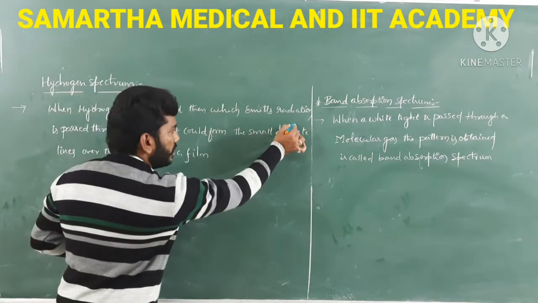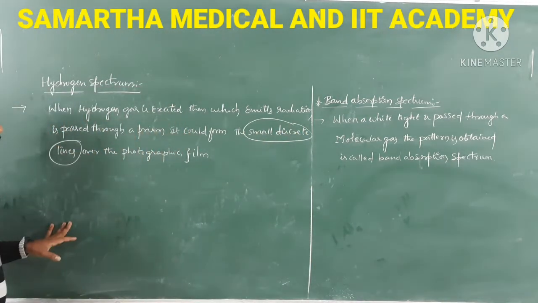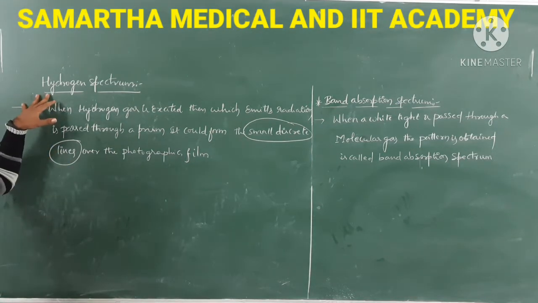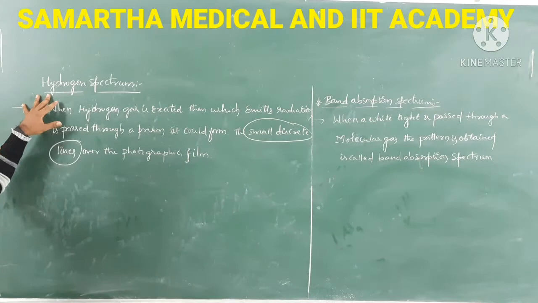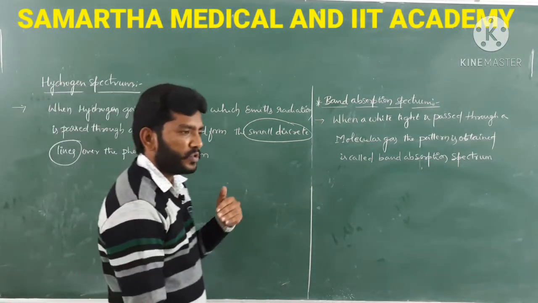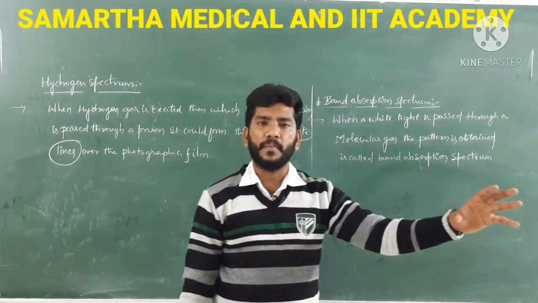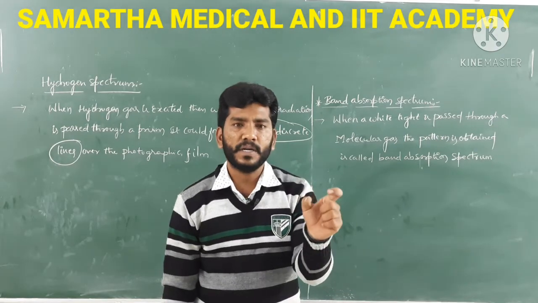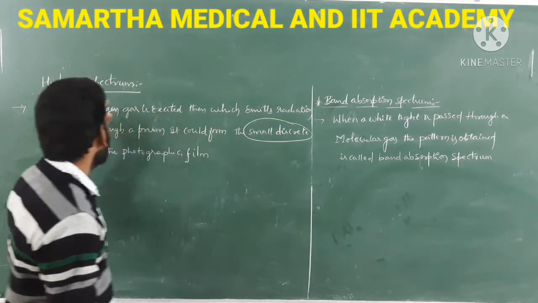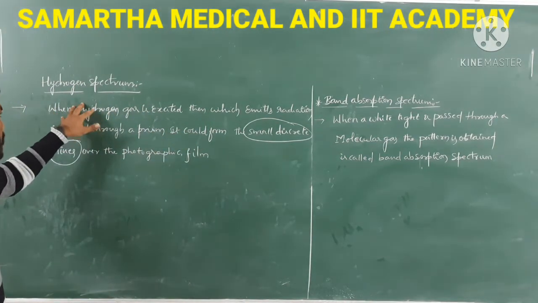See, the small discrete lines, sorry, not quantity, small discrete lines, that we can call the hydrogen spectrum. Very important, guys. When hydrogen gas is excited, it emits some sort of radiation. That radiation directly passes through the prism, and on the photographic film small discrete lines are obtained in that pattern, which you can call a hydrogen spectrum.